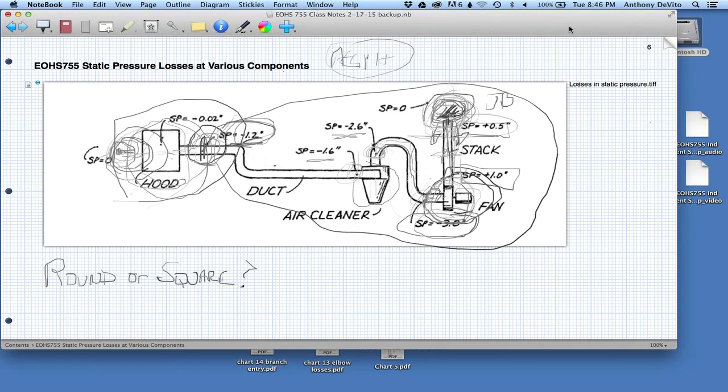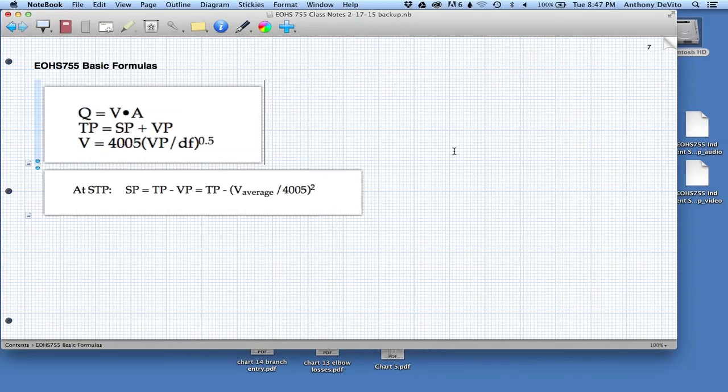So that's the deal. We need to design this so we get sufficient static pressure to support the suction that we need at that hood. Okay, so how do we do these calculations? How do we calculate this stuff?